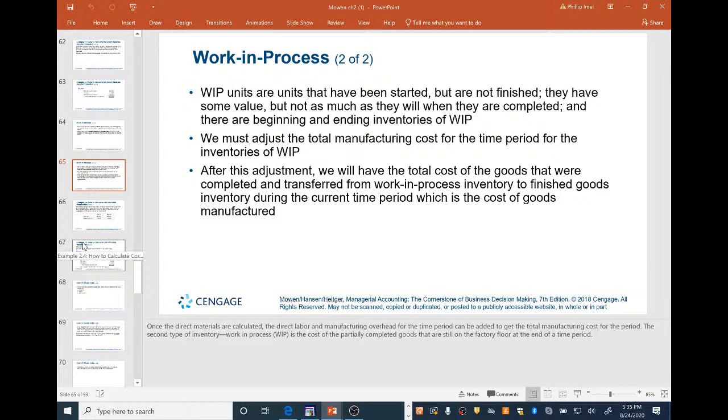So the work in process units are units that have been started but are not finished. Obviously, they have some value, but not as much value as when they are completed. And there are beginning and ending inventories of work in process. We must adjust the total manufacturing cost for the time period for the inventories of work in process. That makes sense, because we have to know what cost we have that's tied up in that work in process inventory, so we have to account for that as well. Now, after this adjustment, we will have the total cost of the goods that were completed and transferred from work in process inventory to finished goods inventory during the current time period, which is the cost of goods manufactured.